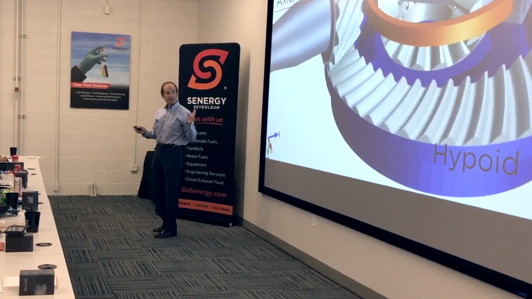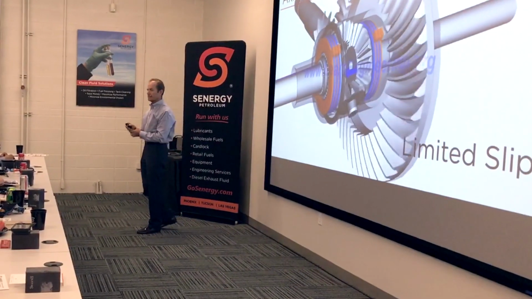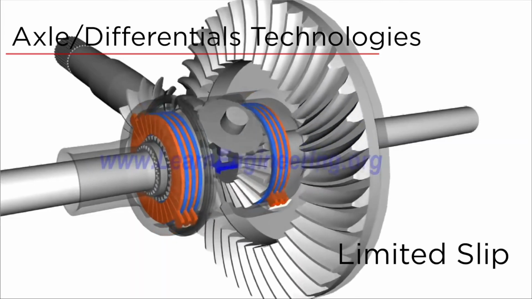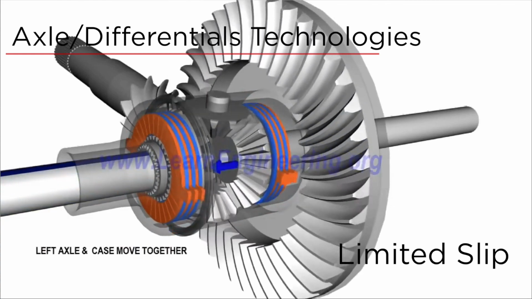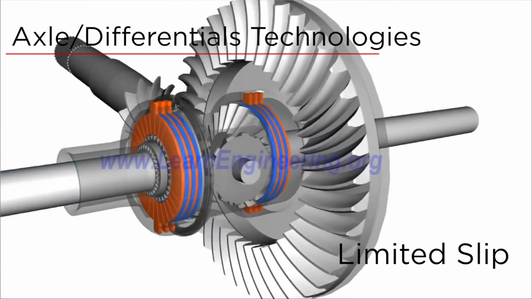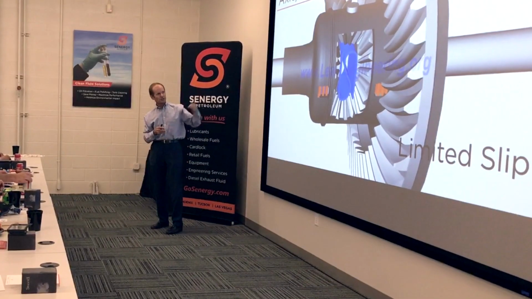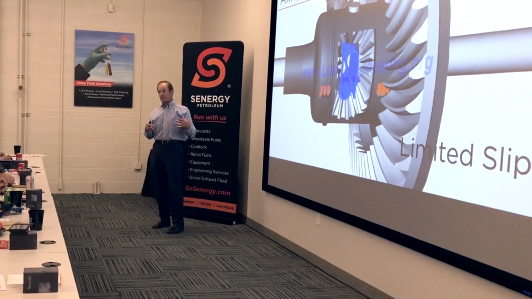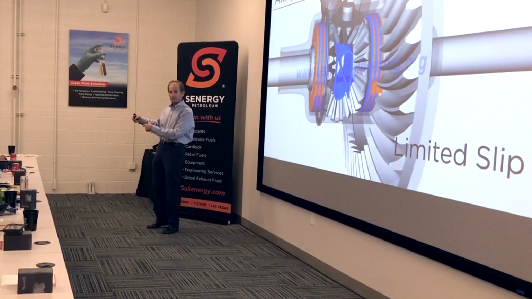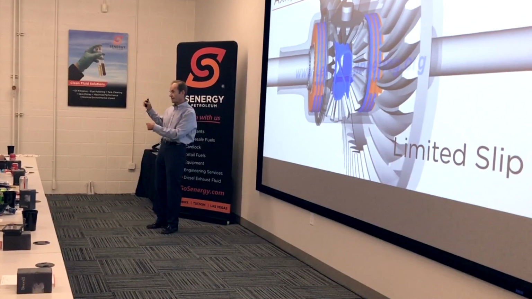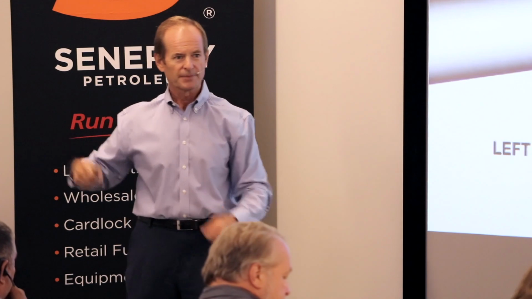The third bit of axle technology I want to show you guys is limited slip. Okay? Limited slip differentials are designed with these friction plates or clutch plates inherent in them. This demonstration doesn't necessarily show how they work, but if you have a regular axle and you have one wheel that's on a patch of ice, okay, everybody knows what happens? All the power ends up going to the one on the ice.